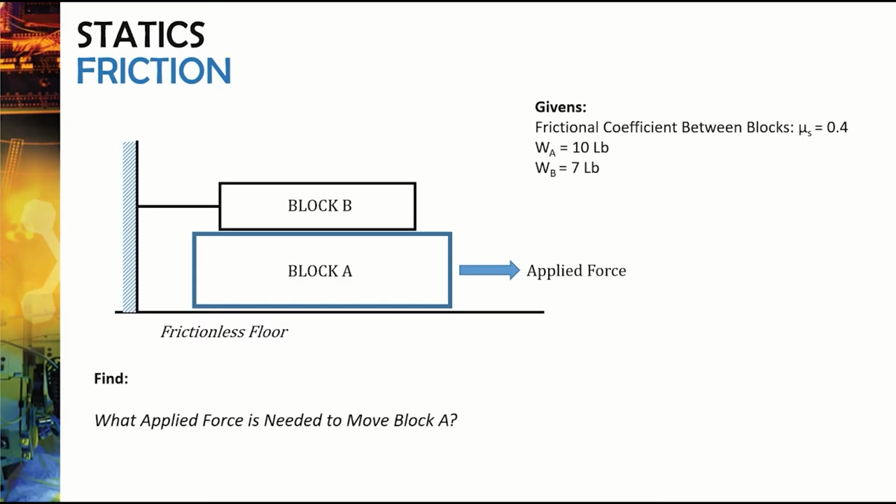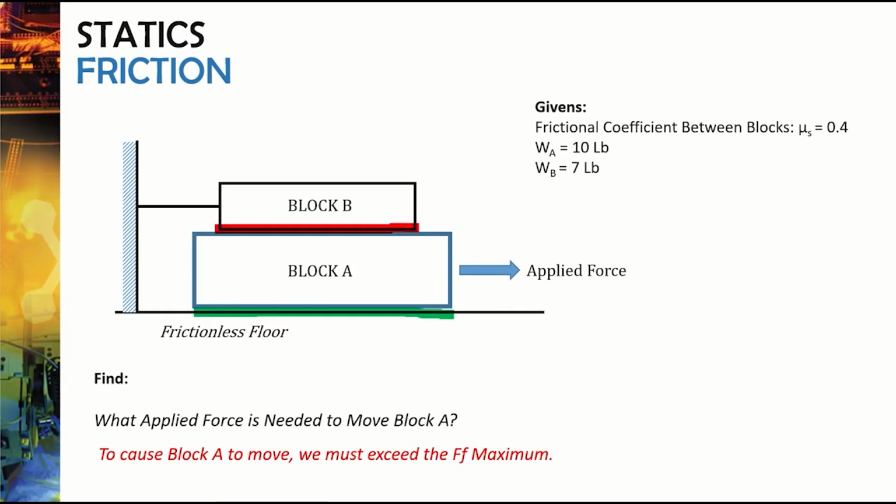Well, this is a very common question here in ENES 102. Essentially, any time we're talking about moving a block or moving a system of blocks, what we need to do is we must exceed the force of friction maximum. So in this particular problem, we have a frictionless floor down here, so there's no friction, and we have friction between block B and block A.